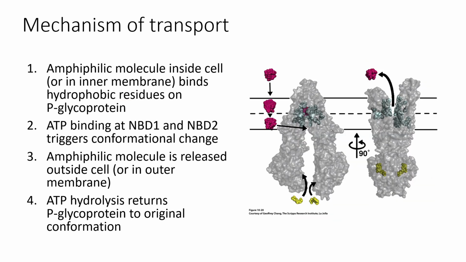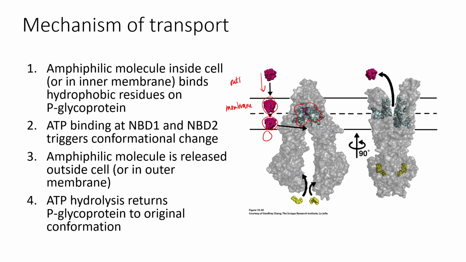So how do ABC transporters actually work to transport molecules out of the cell? First we'll consider an amphiphilic molecule, which is shown here in pink. It's trying to get into the cell. It might even make it into the membrane or somewhere inside of the cell. But if it's near a P-glycoprotein or another ABC transporter, this amphiphilic molecule is going to be able to bind to some of the hydrophobic residues that we see in the interior of the P-glycoprotein in this region that's spanning the membrane.